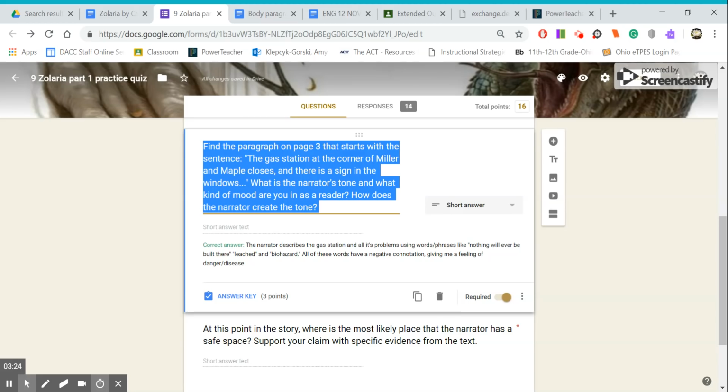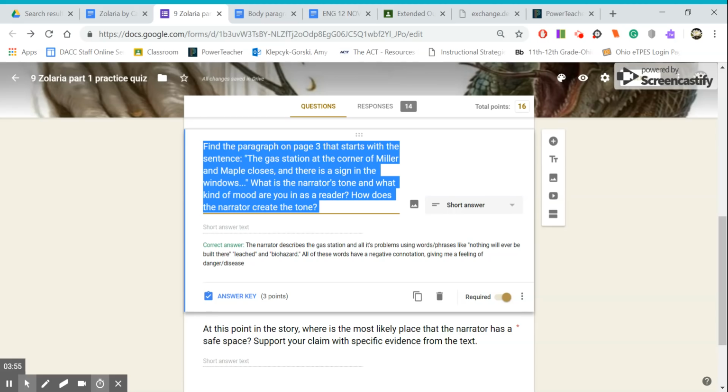So the narrator describes the gas station and all its problems by using words like, and I quote it directly, "Nothing will ever be built there," "leached," "biohazard." All of these words have a negative connotation. So here's the words, here's the connotation. That's what the writer is creating. That's the tone of the narrator that the writer is creating. Using words like leached and biohazard, that's negative.